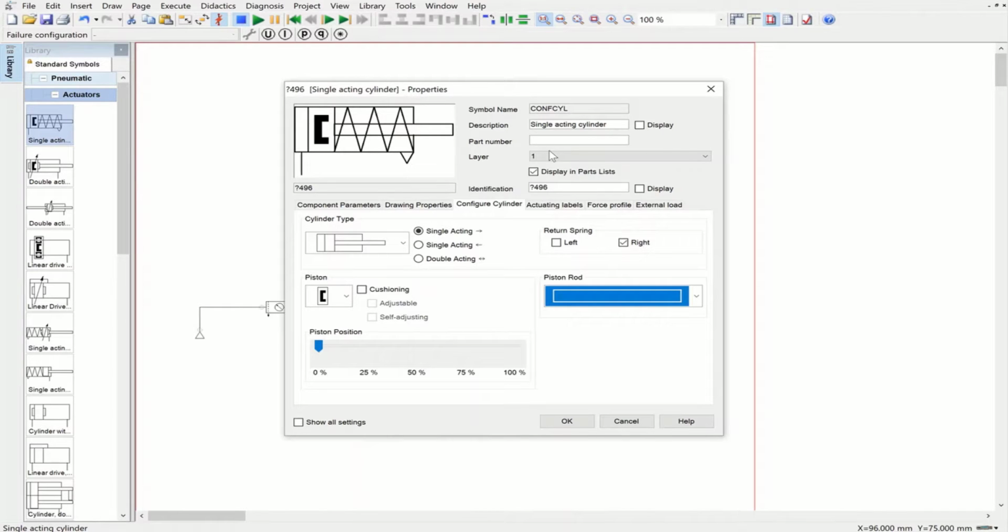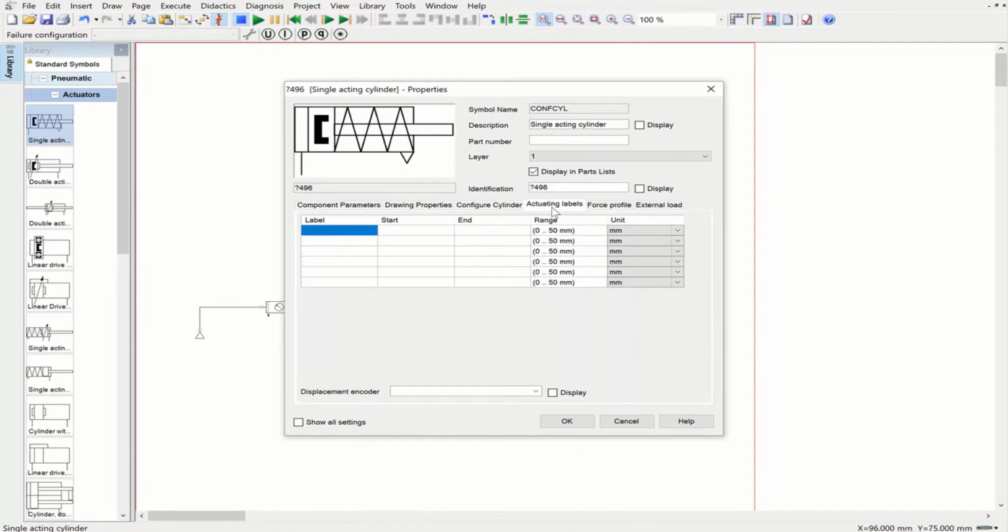Any circuit that you are designing, you have to put labels for each of the components in there, because it is going to make reading of that circuit easier for the technician who is working on that specific circuit. We have actuating labels. So what are actuating labels? Basically, with the actuating labels we can link the motion of the single acting cylinder, or the actuator, with the directional control valve that we have.